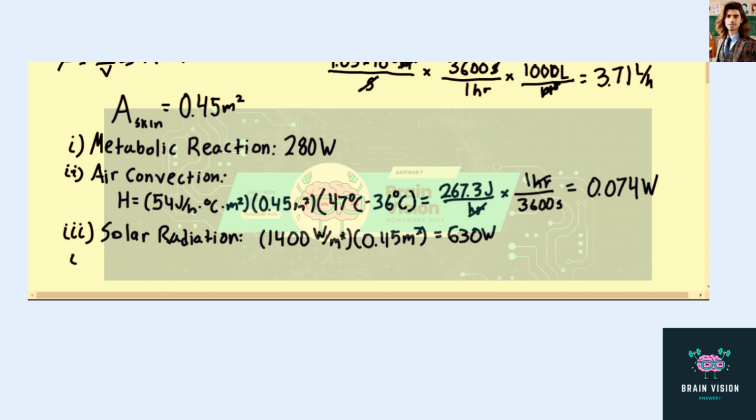And now the emissivity of the person now will be at a value equal to 0. And finally, there's the heat from environmental radiation.